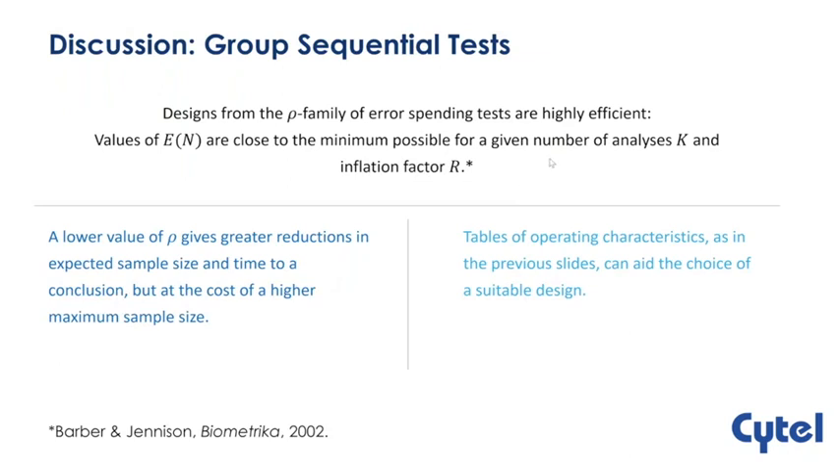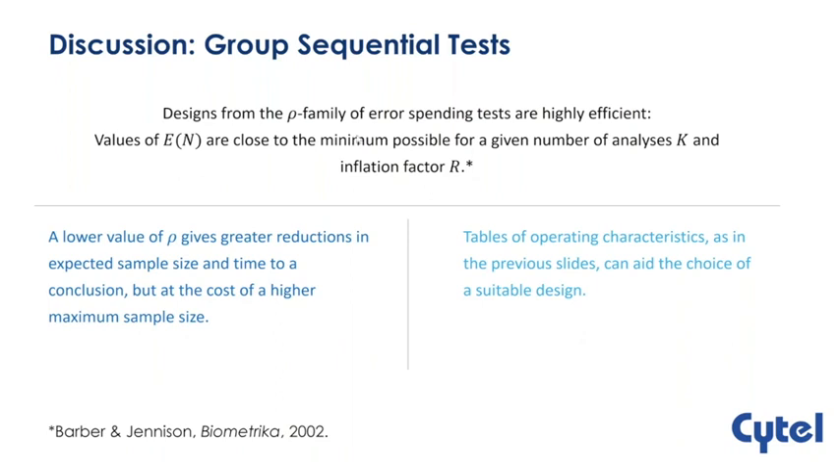Now, why this particular family? There are other choices available. Well, we know that this family gives designs which are very efficient. The paper down here goes into that in detail and shows that it's pretty hard to beat these designs in terms of getting a lower average sample size under various treatment effects.